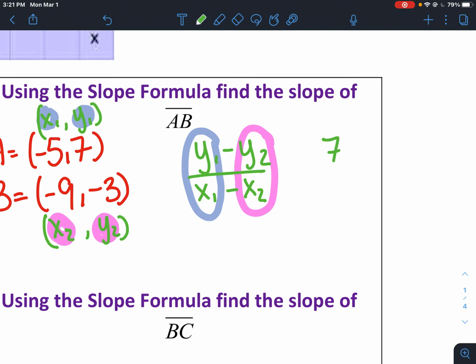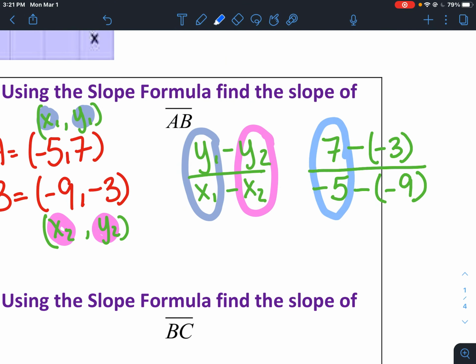We have 7, which is y1, minus y2, which is -3, over the difference of the x's, which was -5 minus -9. Once again, if you need to see a visualization here, y1, x1, that's these 2 points here. And we have y2, x2, those 2 points right there. Okay, so they're lined up.